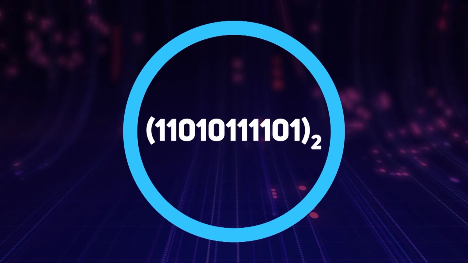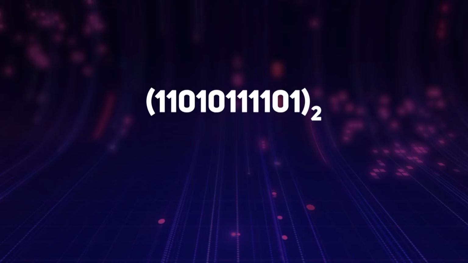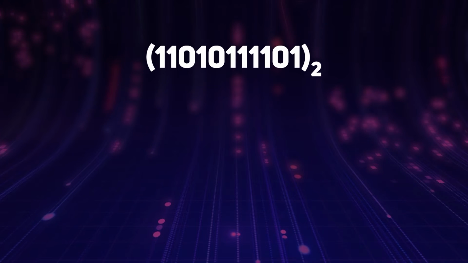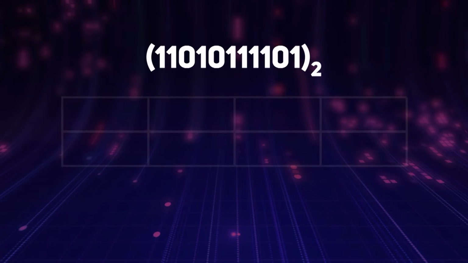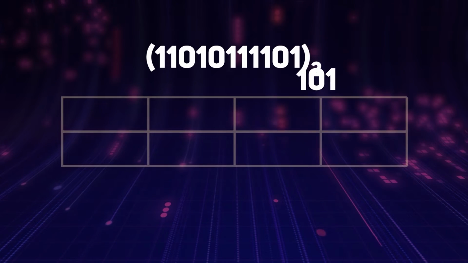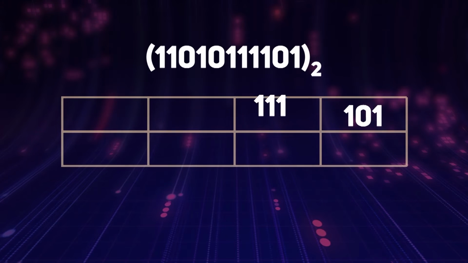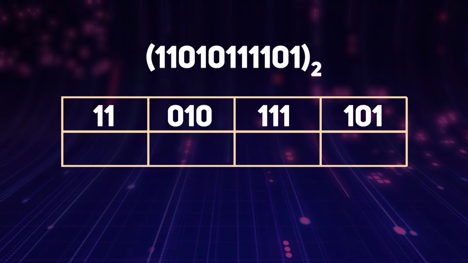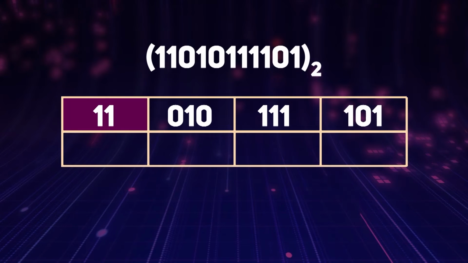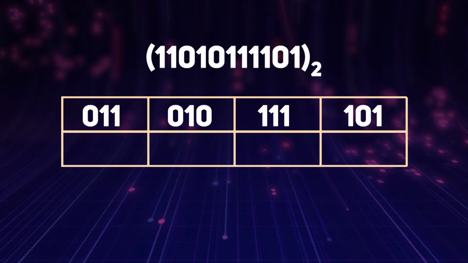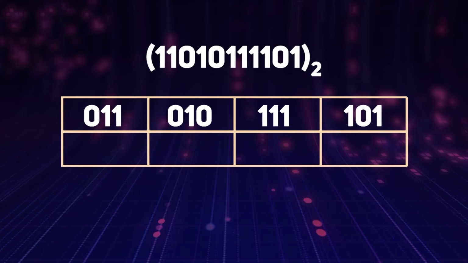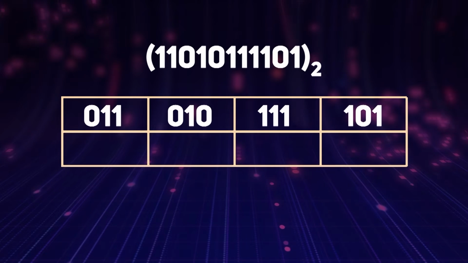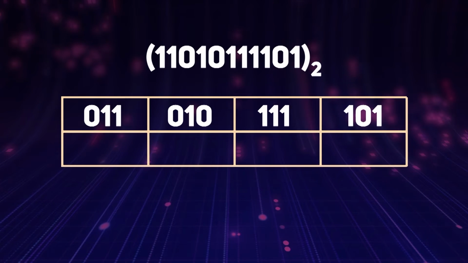110101111101 to the base 2, which is equal to which octal number? We have to convert this binary number to its octal equivalent. First, we divide the binary number into groups of 3 bits from the right. The leftmost group has only 2 bits, so add zeros at the left end to make it a group of 3 bits. Next step, convert each group of binary digits to its octal equivalent.